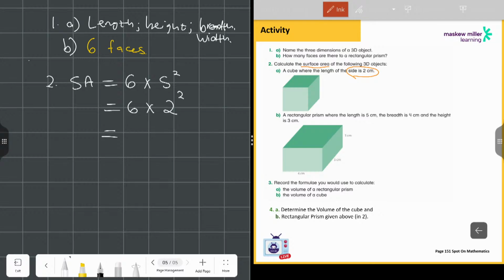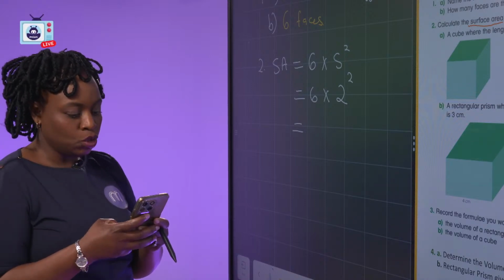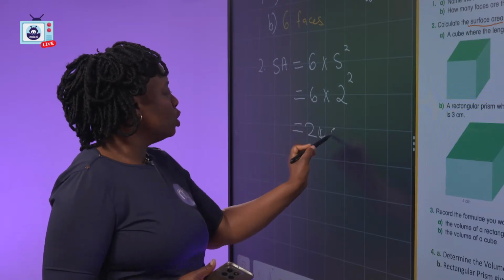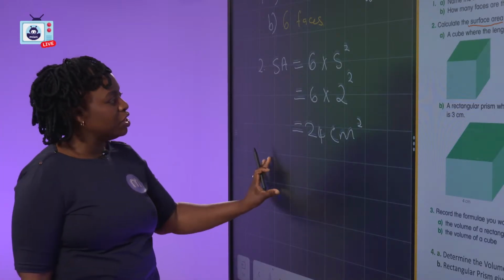So that is how you then multiply that out quickly, and then you get to the answer. So that will be 6 literally multiplied by 4, and that should be our 24. What was the unit? Centimeters. So 24 centimeters squared. That is the surface area.